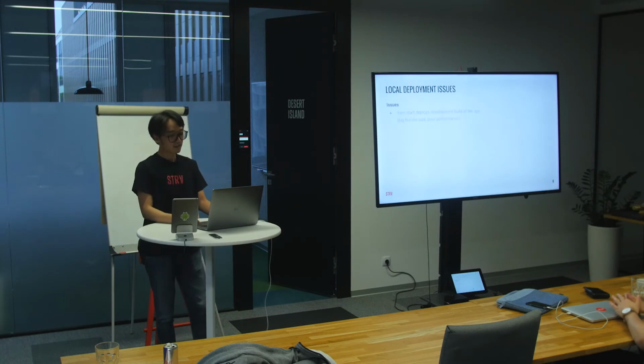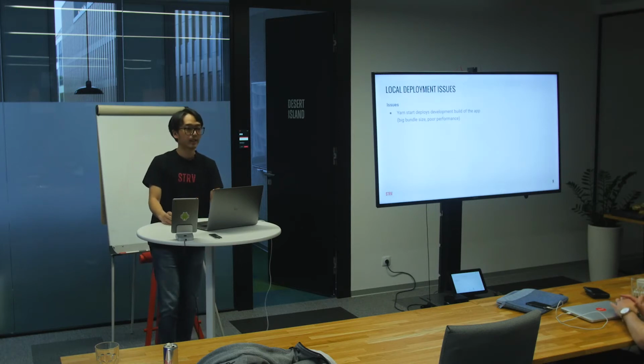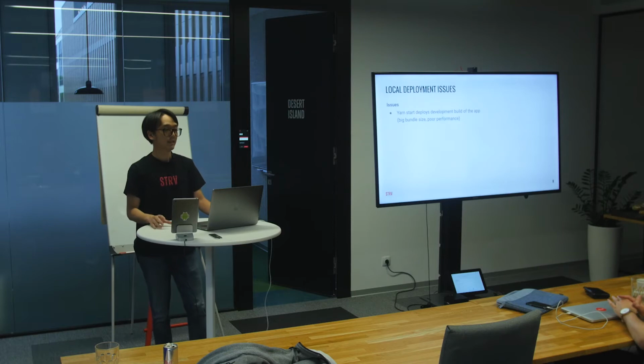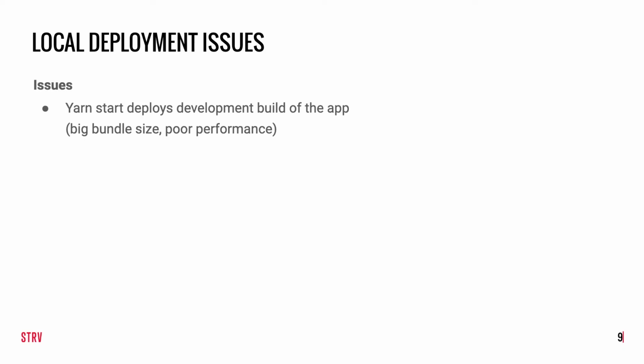So the first issue I see is that yarn start, the script itself, deploys a development build of the app. Like the React development script is there, which means that there will be some warnings from React if you're not using it right. Like you can't set state on an unmounted object or all kinds of stuff. And the bundle size itself is also big. So poor performance, JavaScript is big, that's one issue.